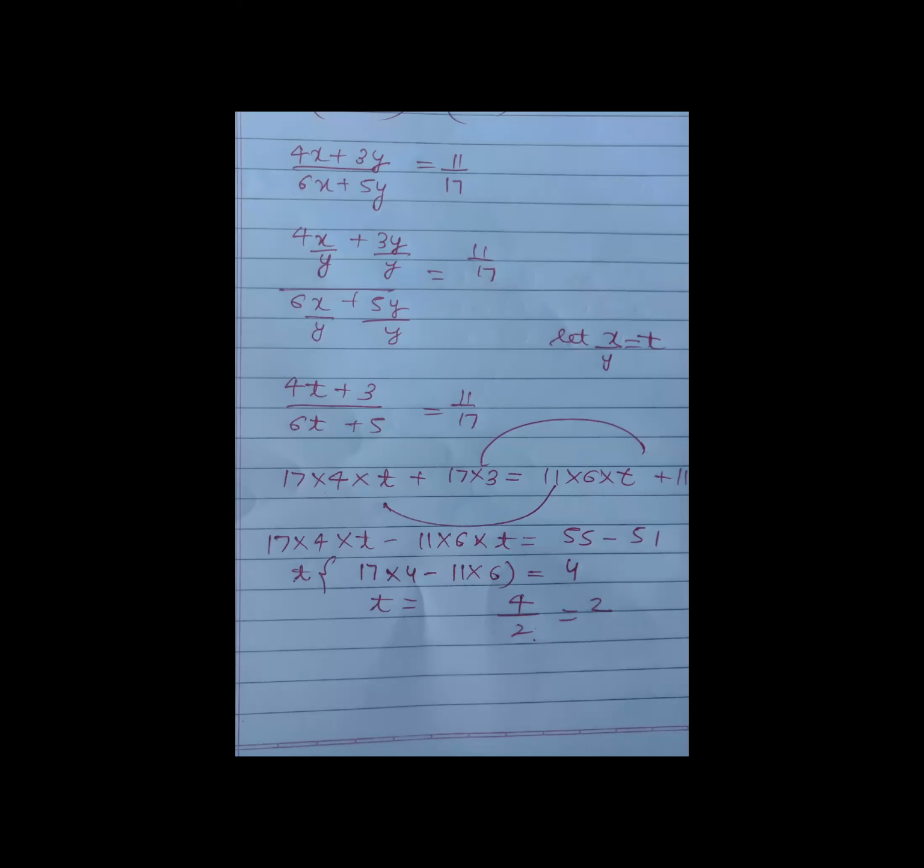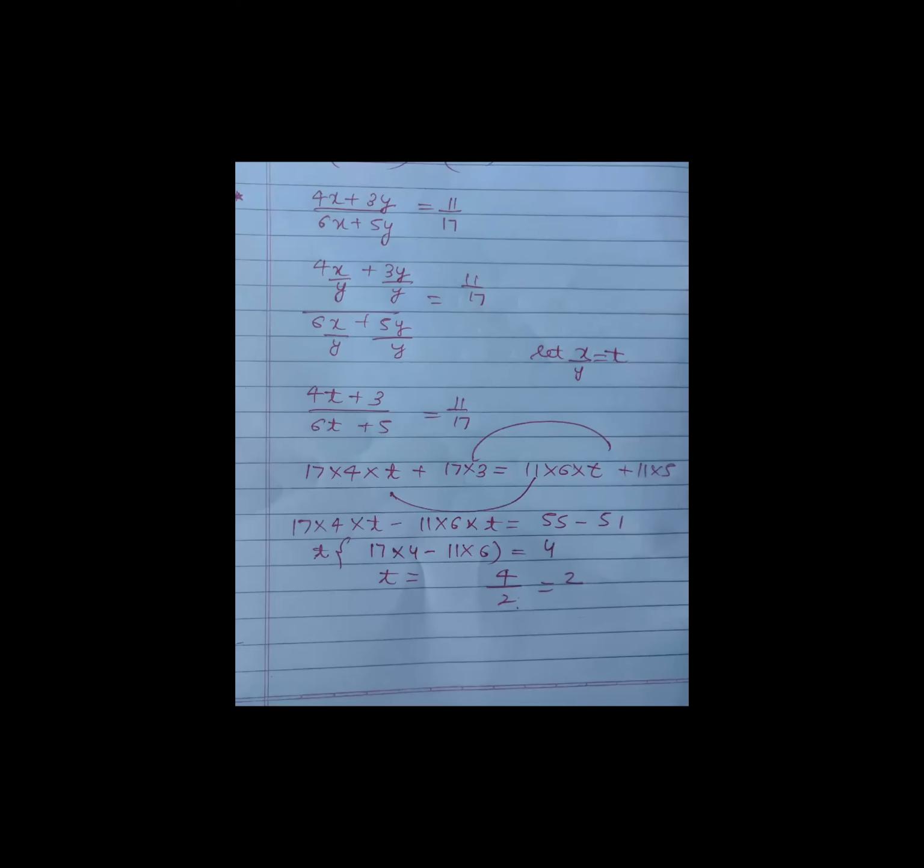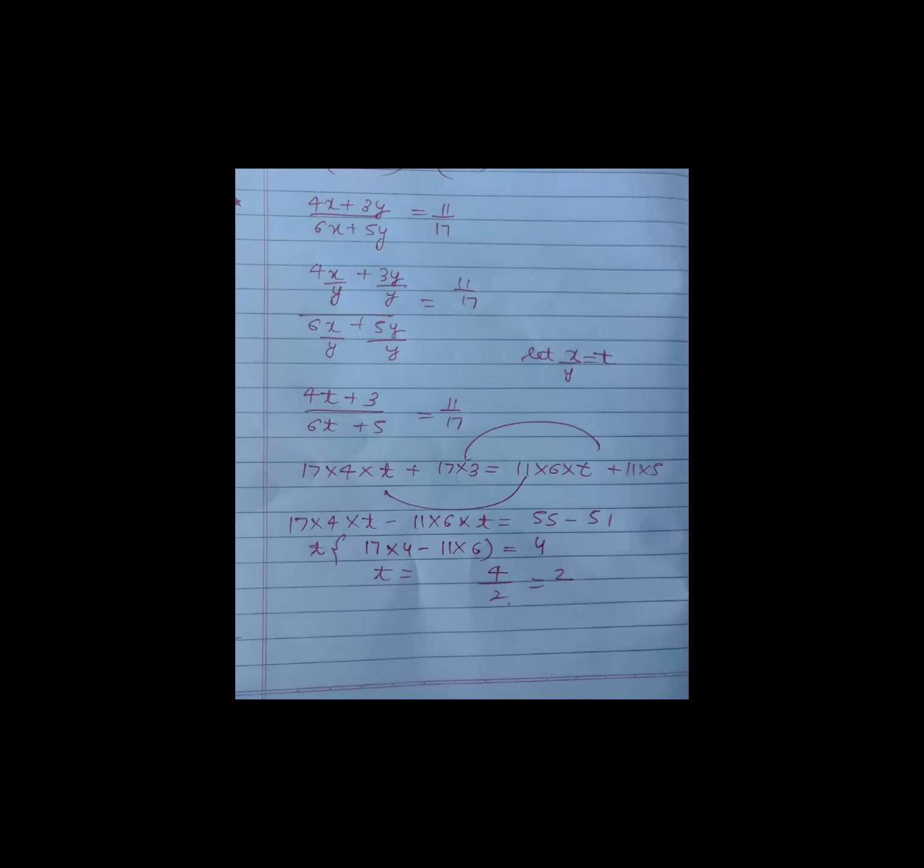This is equal to 11 by 70. Now you just have to cross multiply. So it will become 7 × 4 × t plus 7 × 3, and on the right-hand side it will become 11 × 6 × t plus 11 × 5. Taking the respective terms to the left-hand side and right-hand side, you can see the calculation. The value of t comes out to be 2. That is, t is x upon y, and x upon y is 2, meaning x upon y is 2:1.